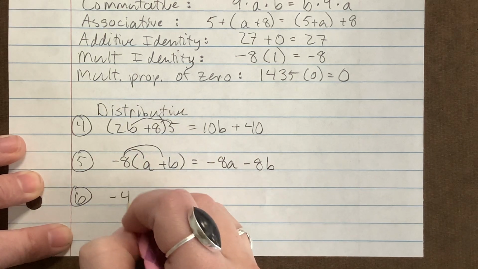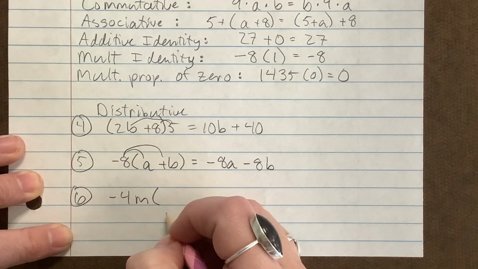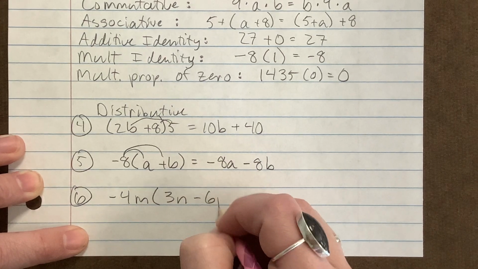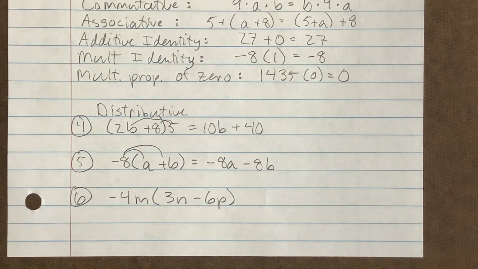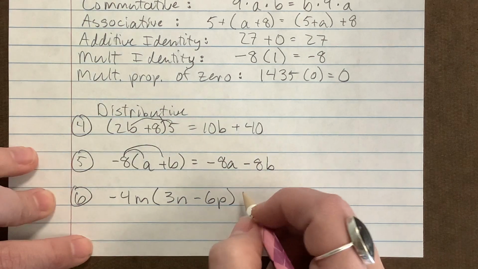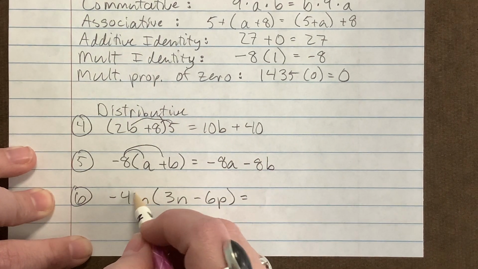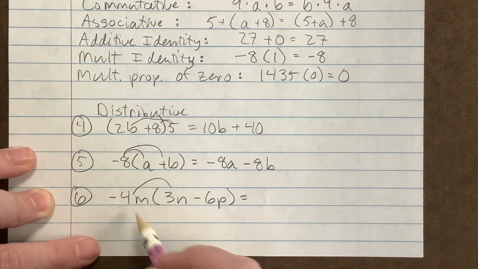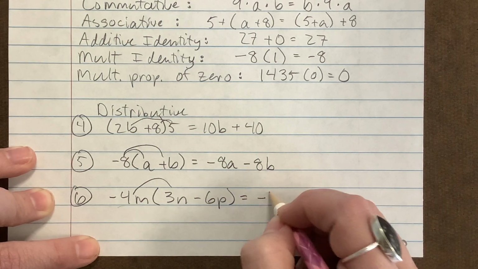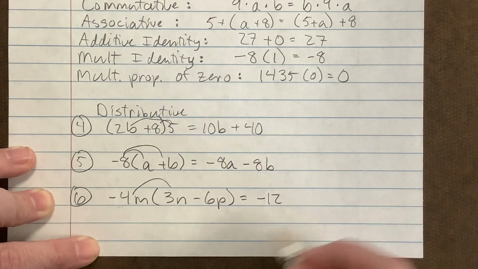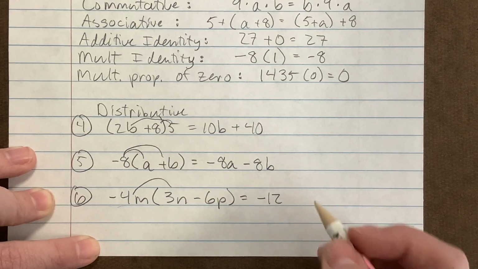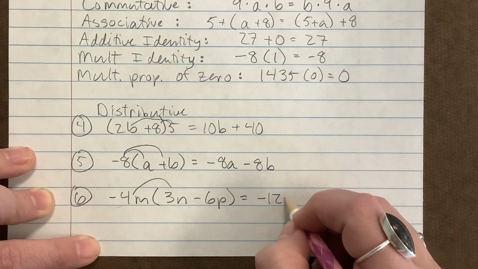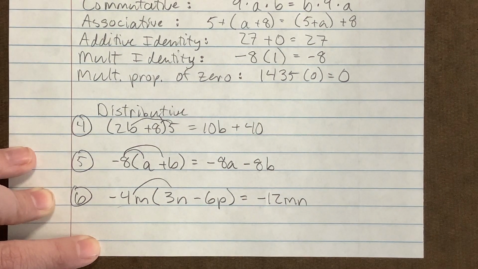Ready? -4m on the outside, and then 3n minus 6p. But we do it the same way. So we'll do the -4m times 3n. We're going to multiply the numbers together. -4 times 3 is -12. And then we just multiply the letters, which means writing them right next to each other. And we tend to do it in alphabetical order. So I would say mn.